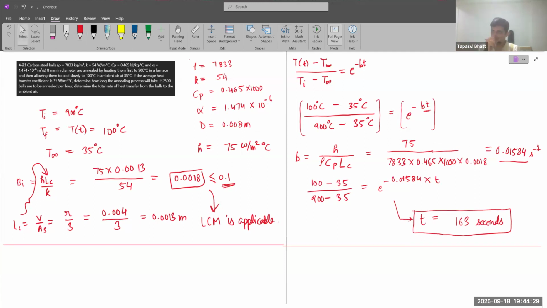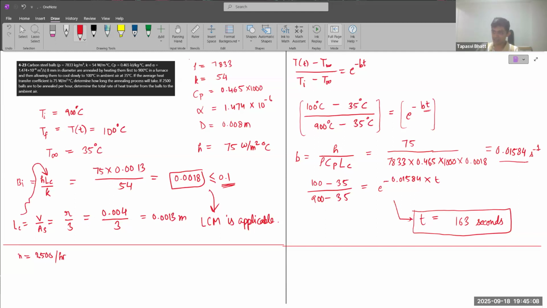Now the problem has a part B. Part B says: determine how long the annealing process will take. Okay, this is done. If 2,400 balls are to be annealed per hour, determine the total rate of heat transfer from the balls to the ambient air. Okay, so we have the number of balls as 2,500. This is a simple math problem. This is not something related to the physics of melting or heat transfer. 2,500 balls per hour.